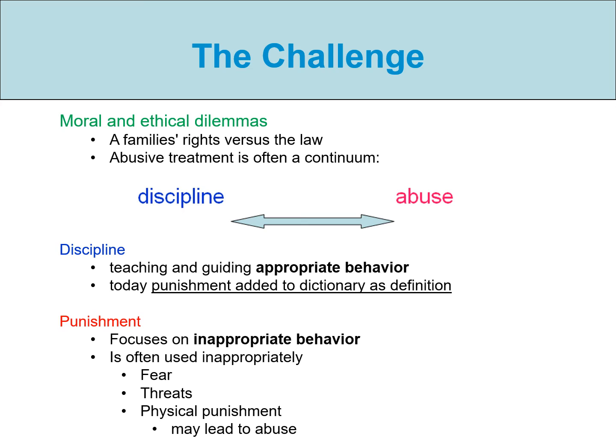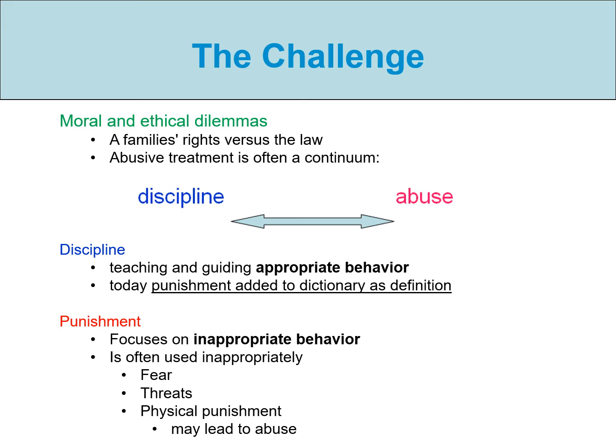So the challenge of child abuse and neglect revolves around moral and ethical dilemmas of families' rights versus the laws and the rights of the victim. Abusive treatment is often a continuum between trying to provide guidance in regards to what society deems as appropriate behavior or discipline, and then taking that discipline too far, and then it becomes abuse. So really, the historical definition of discipline is teaching and guiding appropriate behavior, and the word actually comes from disciple.